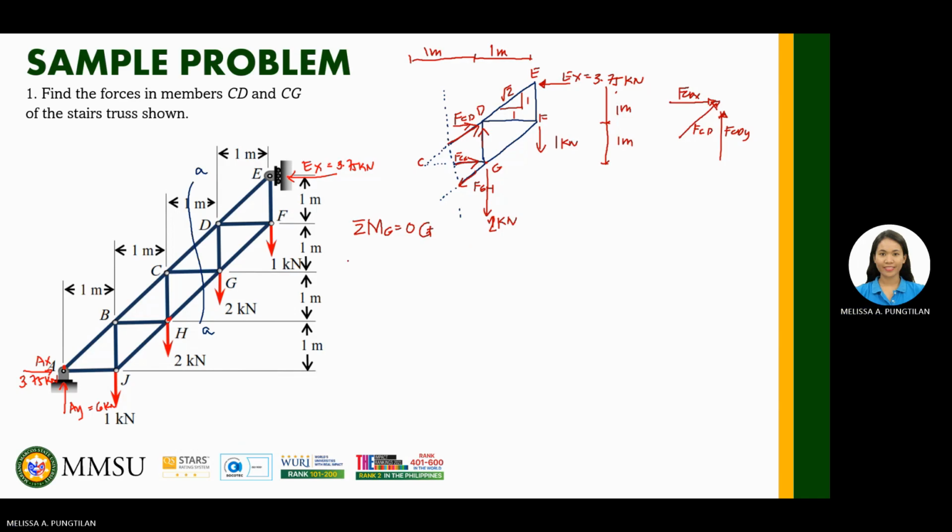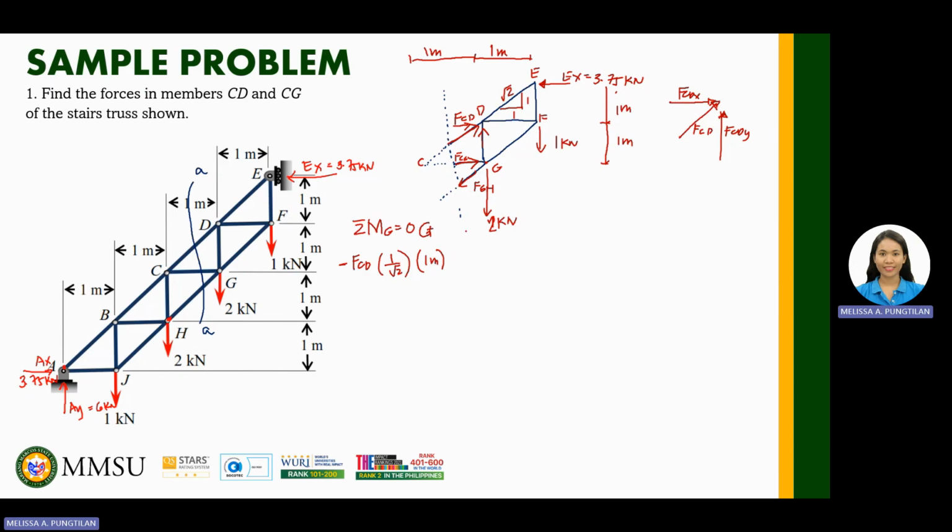Okay? So, let's begin. Apply natin yung CD. CDX. So, FCD, the component of this one, we have 1 all over square root of 2. Moment arm. Nagmo-moment tayo dito sa G. Therefore, the moment arm is 1 meter. Okay. Next. It will create a clockwise motion. Therefore, negative.